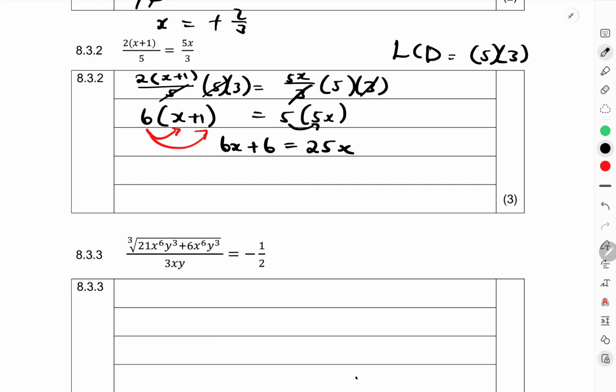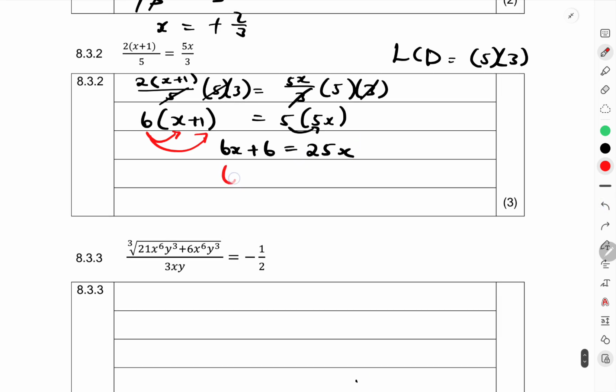Now, it takes us back to algebra. Group your like terms together. This particular 6 has no variable, therefore it is a number. But this particular 6x is a variable. This particular 25x is also a variable. Group your variables together. I'm going to have 6.